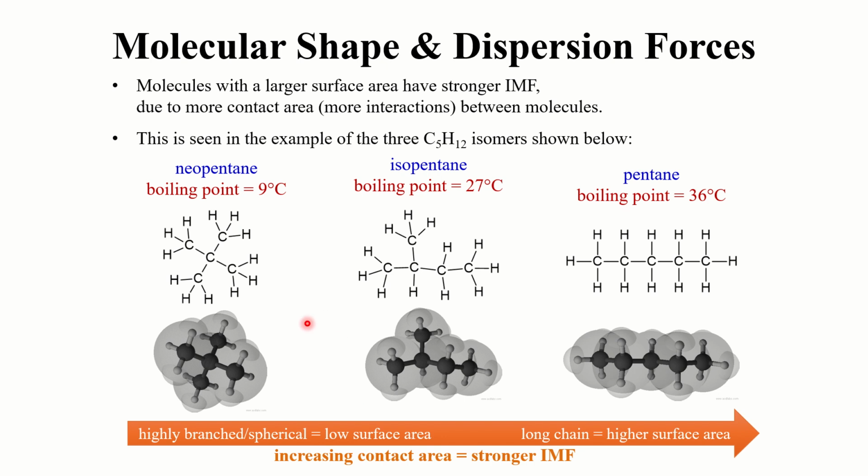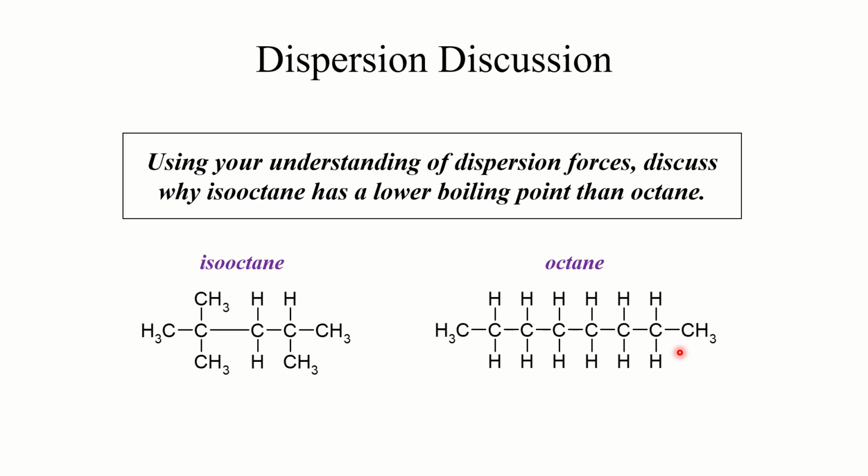If you are given an example like this where you've got molecules that have maybe the exact same molecular formula or very similar molecular formulas, and they both only have dispersion forces, and you're asked which one is stronger, this is a factor you may have to consider. You may need to consider molecular shape here. Something that is branched or more spherical is going to have a low surface area, whereas something with a long chain with a higher surface area is going to be stronger.